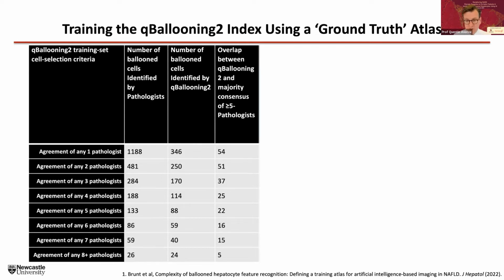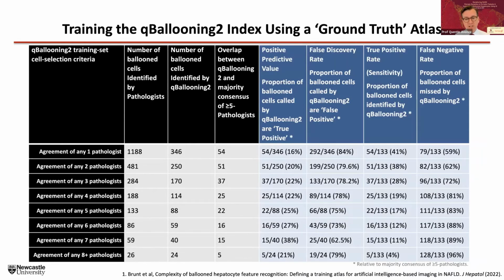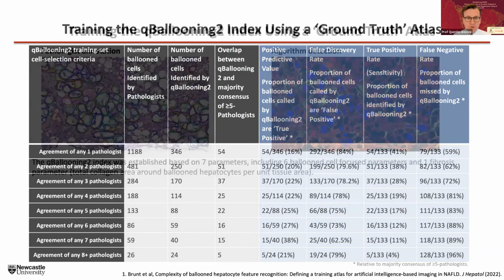But one can also see that the actual positive predictive value of the algorithm tends to increase, certainly up to a point. And we felt that the sweet spot here was training the algorithm using the data set of cells for which at least 5 pathologists, a simple majority, tended to agree. And as you can see, that gives a positive predictive value of about 25%, as opposed to the human pathologists, with a false discovery rate of about 75%. Let me talk you through that a little bit more.